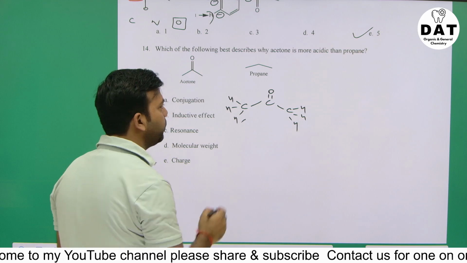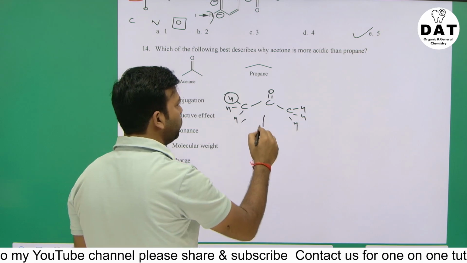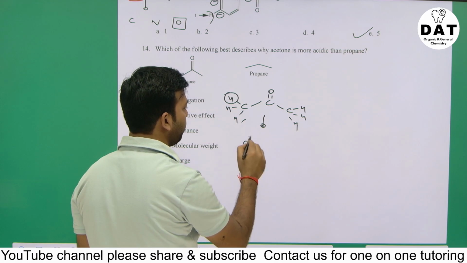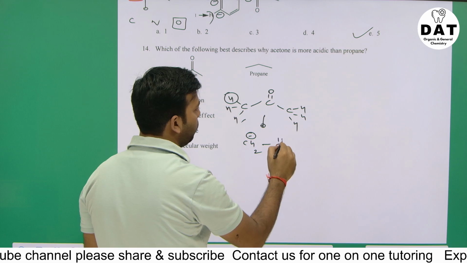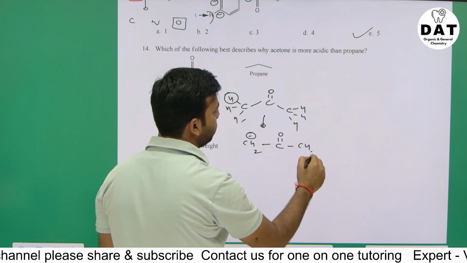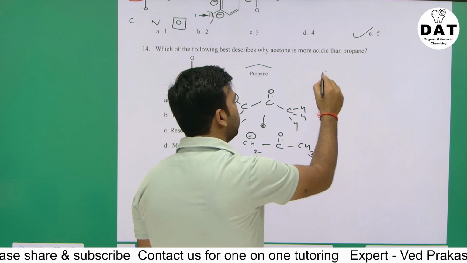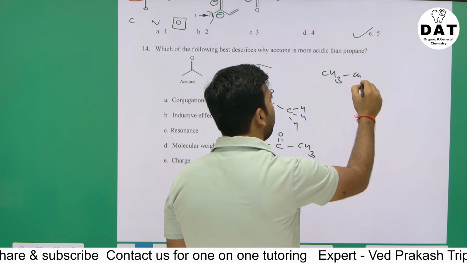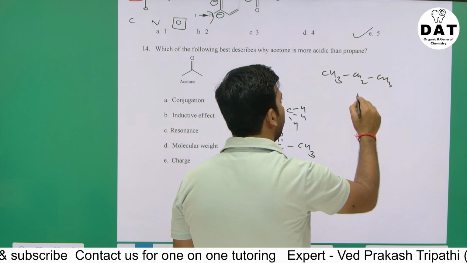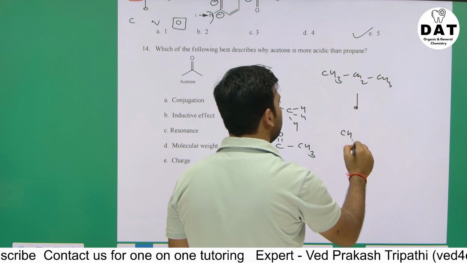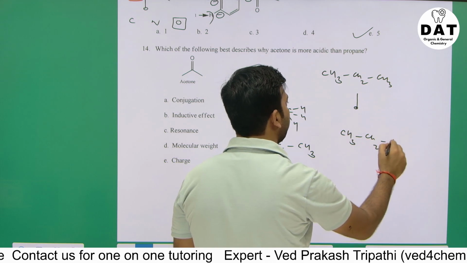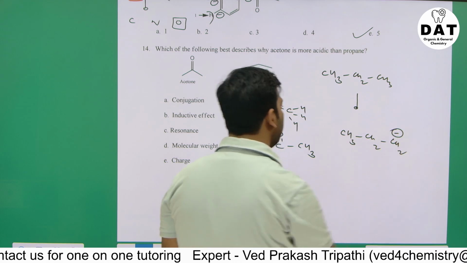If you remove this proton, it will become CH2 negative, C double bond O and CH3. And if you look at the propane, it is CH3, CH2, CH3. So if you are going to eliminate the proton from here, it will become CH3, CH2, CH2 negative. Clear?